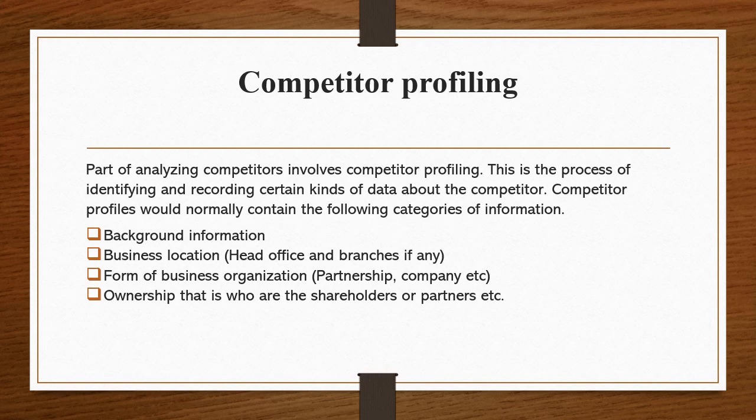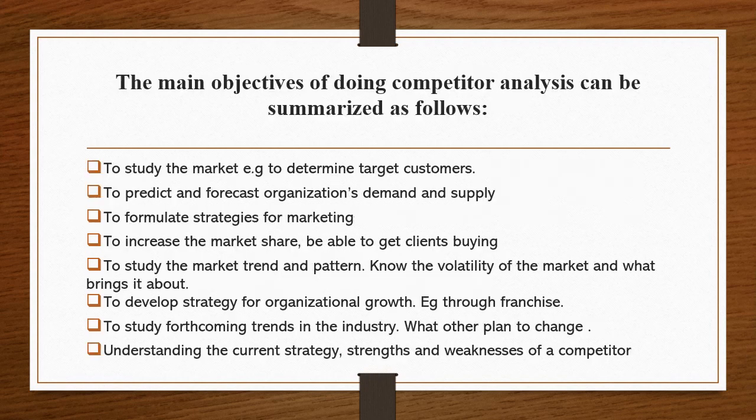We have form of business organization. So forms of business organization, you remember we can have, say, partnership, we can have sole proprietors, it can be a joint venture, or any other form of legal ownership of business. And what may also be contained in this is ownership, that is, who are the shareholders or who are the partners, among others.